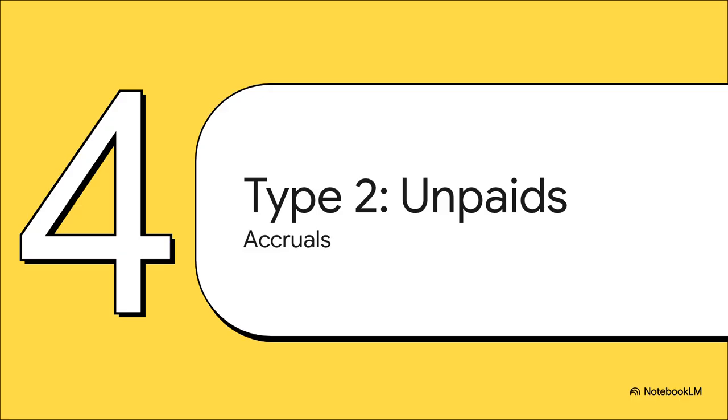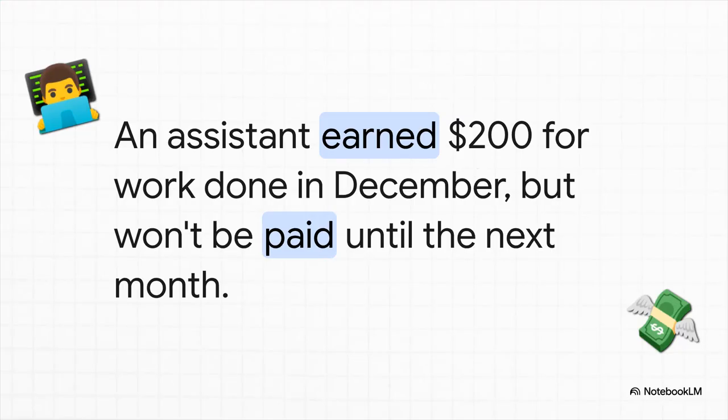This is the mirror image of what we just did. This is when the work gets done or an expense happens, but the cash just hasn't moved yet. A perfect example of this is wages. Let's say Sophia's assistant worked the last week of December and earned $200, but payday isn't until the first week of January. Well, according to that matching principle, that $200 expense belongs in December because that's when the work was done to help generate December's revenue.